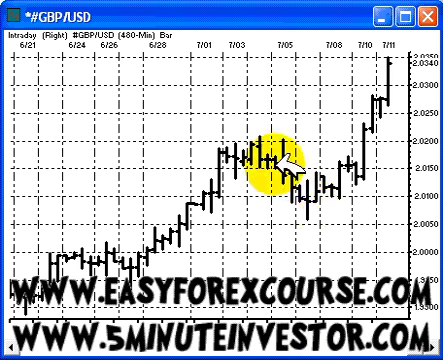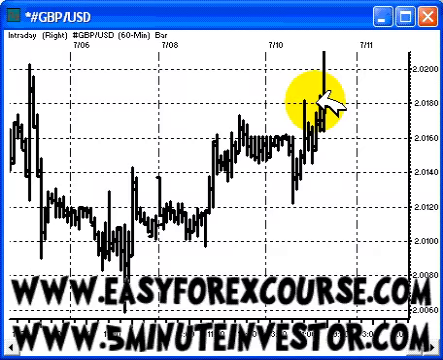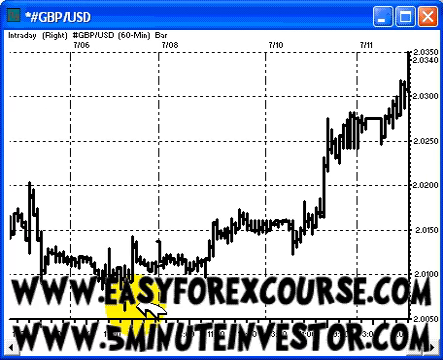We had a pullback, as you can see here. If I zoom into a smaller time frame, going down to a 60-minute chart, you can see the reversal that formed here at a 60-minute level. I gave that in the newsletter right here around 2.0089 to 91 or so.